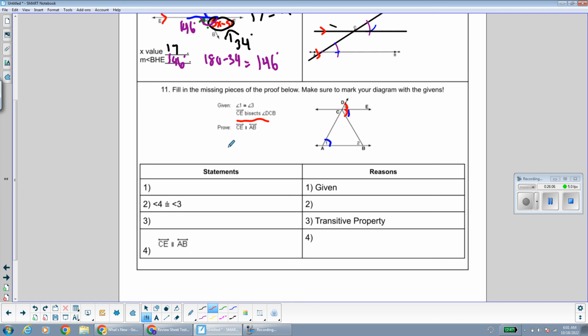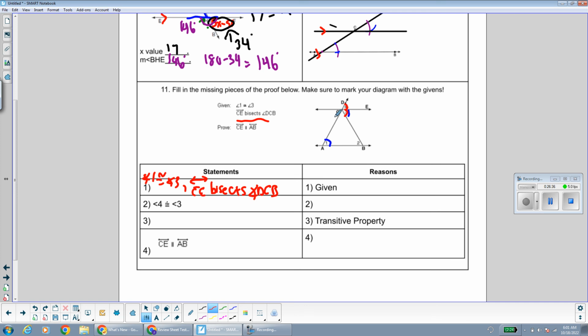Okay, and we need to show that lines CE and AB are parallel. So what we're given to work with is that angle 1 is congruent to angle 3, and that line CE bisects angle DCB. Yes, you have to write all of your givens. Your given information is your starting point for writing any proof.